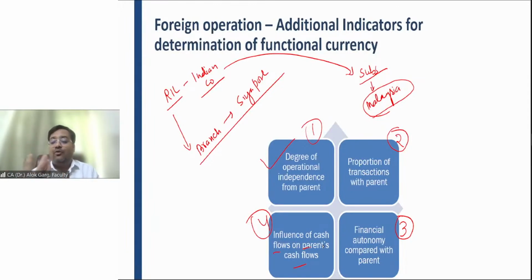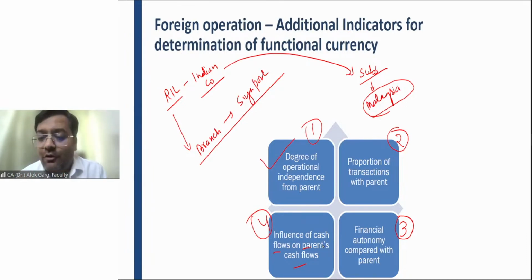This branch is taking goods from RIL India, and this branch is selling goods and remitting the entire cash to RIL India. And RIL India is giving them some cash to manage the show, right? To manage this entire branch. So the foreign operation is dependent on the reporting entity for managing its obligations. If this branch would not be able to recover or collect cash, it will directly impact Reliance Industries, right?